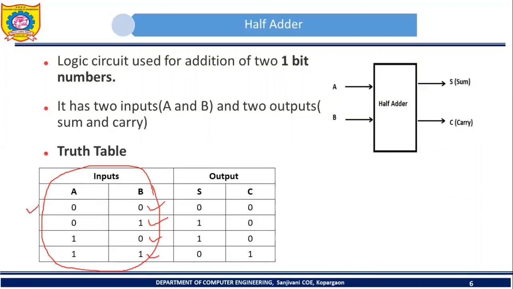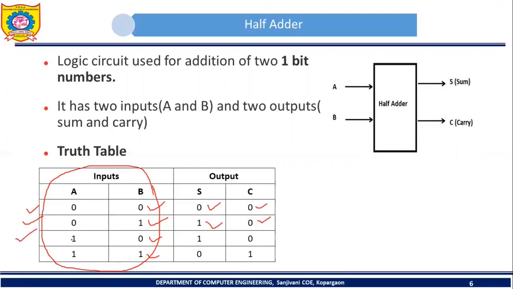After that, consider the first row. In the first row, what is the input combination? 0 and 0. If half adder performs addition of these two bits, what will be the result? Sum will be 0 and carry will be 0. Already we have seen. Then consider the next row. For the next row, what is the value of A and B? It is 0 1. If half adder does addition of these two bits, then what will be the sum? Sum will be 1, and no carry will be generated. So that's why carry will be 0.